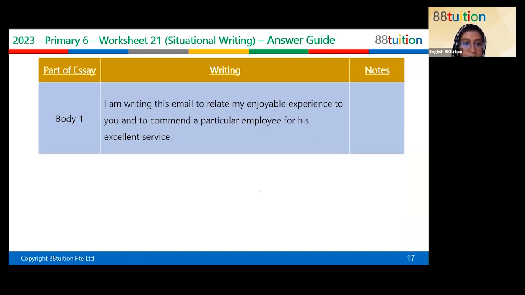Then for paragraph 1: I'm writing this email to relate my enjoyable experience. So why do you write? So this is the purpose. And to commend a particular employee, so another purpose as well, for his excellent service. Can you just look at how they actually phrase the introduction? Can you just try to remember that, especially on the use of verbs, etc.